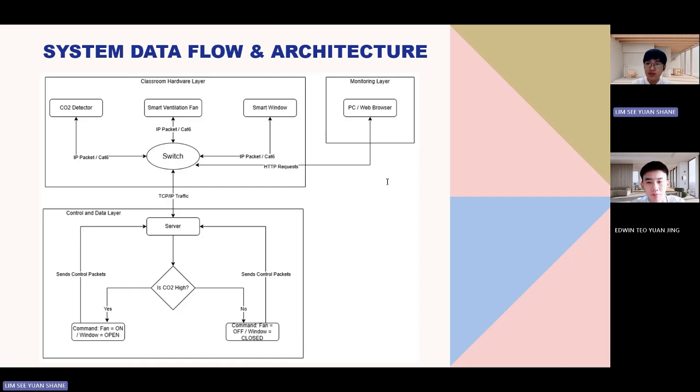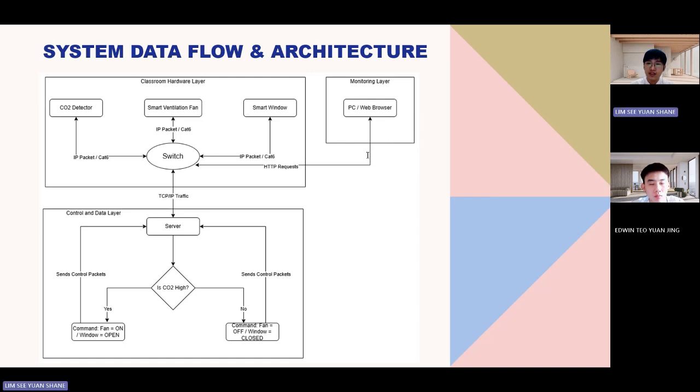Let's walk through the system data flow. At the edge layer, the CO2 detector constantly samples the classroom air. This state is captured in TCP/IP packets and passed upstream through the classroom switch to the IoT server. Inside the server, the data hits a real-time conditions engine. If the threshold is breached, the engine sends control packets downstream through the switch to modify the state of our actuators, forcing the fan to spin up and the window to open.